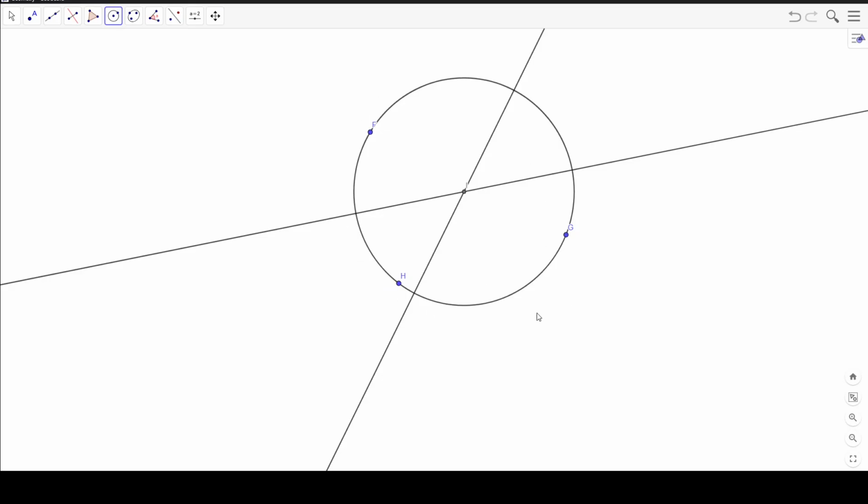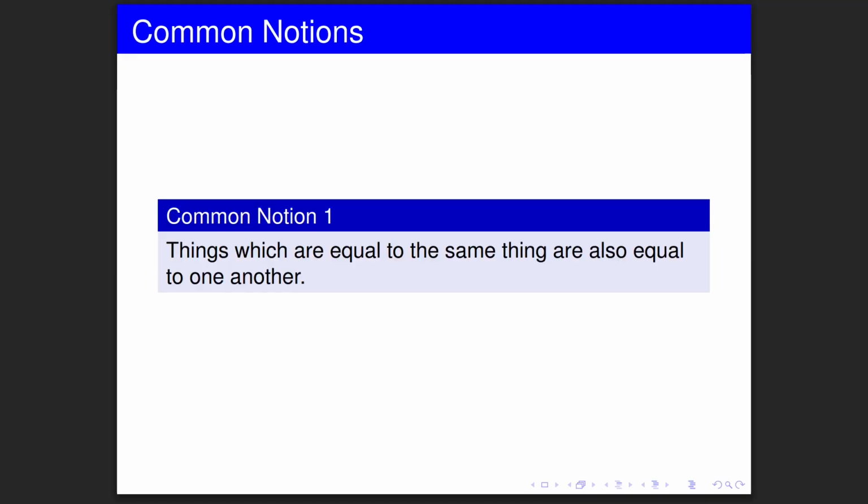And then another one is a rectangle exists. So only in Euclidean geometry do rectangles exist. Non-Euclidean geometries are fairly interesting, but since we are doing the elements, we will be focusing just on Euclidean geometry for this series. So that finishes up the postulates, and we now move on to the common notions.